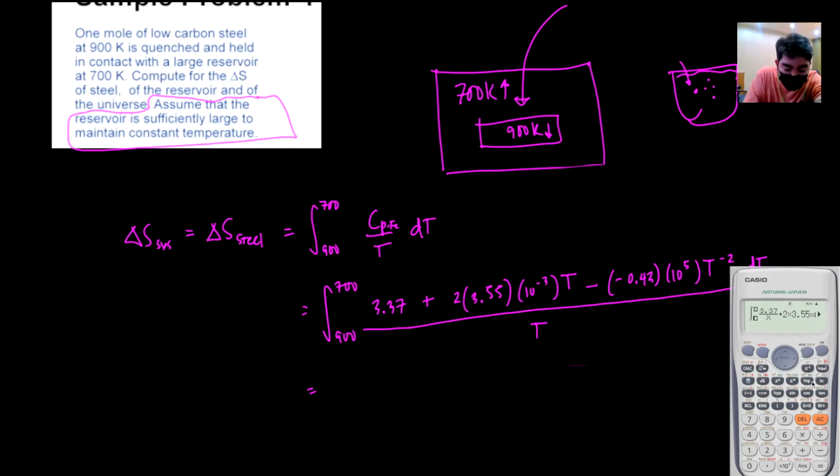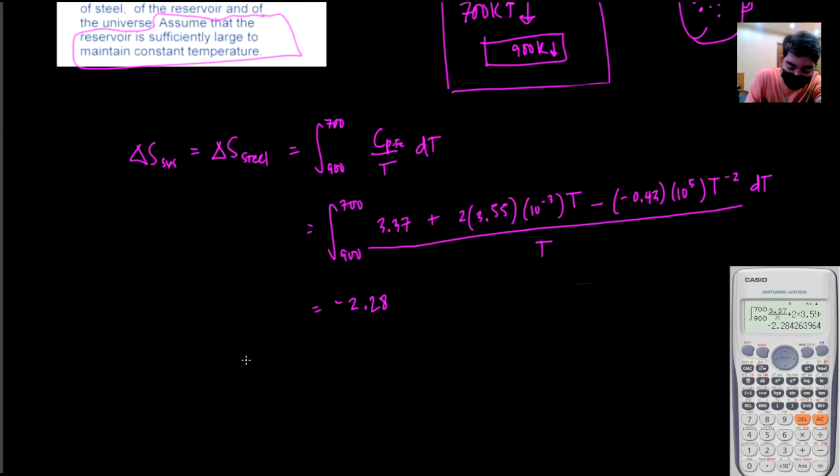Okay, tapos input natin yung limits of integration. We have from 900 to 700. Okay? We should get negative 2.88. So negative 2.28, I should say. So that's negative 2.28. And this is what we predicted earlier. No? Sabi natin na dahil bumaba yung temperature, makes sense dapat na negative yung value. We have delta S of steel.